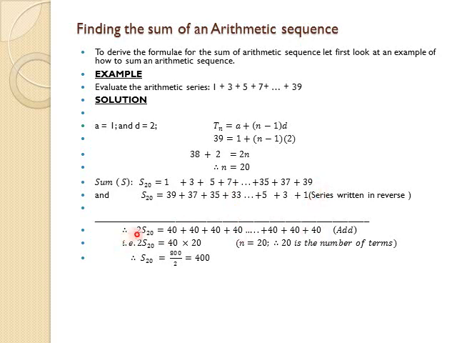So in short, if I say 2 times the sum of 20, I have 20 40s. Right, so there 2 sum 20 equals 40 times 20. And 40 times 20 gives me 800, so 800 divided by 2, so the sum to 20 terms equals 400. So hope you follow, you see what I've done. The same procedure is what I'm going to do to prove the formula.